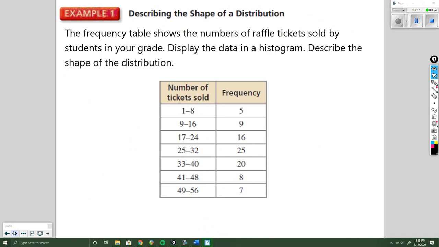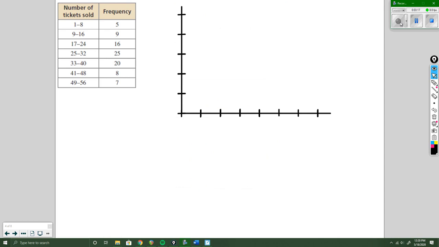We're going to make a data display using the data that we have, and then after that we're going to describe the shape of the distribution itself. In this next slide, we have a table displaying the number of tickets sold from 1 to 8, 9 to 16, 17 to 24, and so on, and then how many people sold that amount of tickets for the raffle. So 5 students sold between 1 and 8 tickets, 9 students sold between 9 and 16 tickets, 16 between 17 and 24, and so on. We're going to display this data using a histogram.